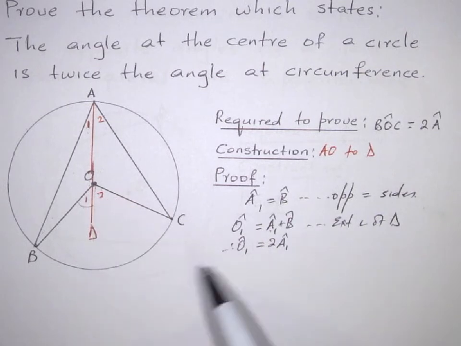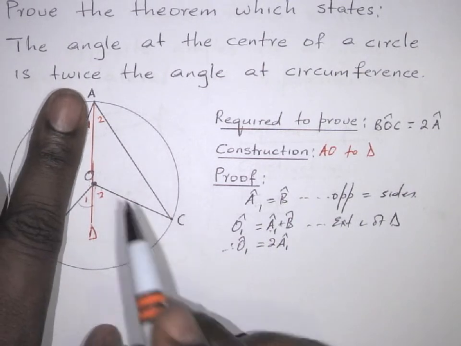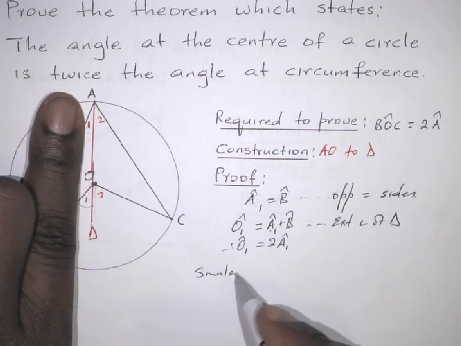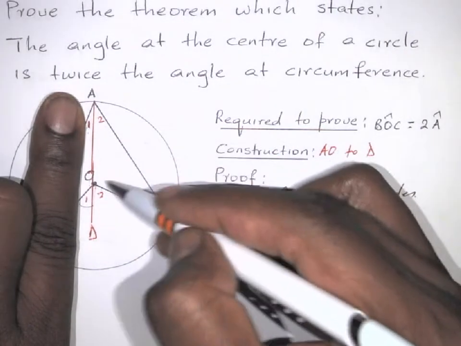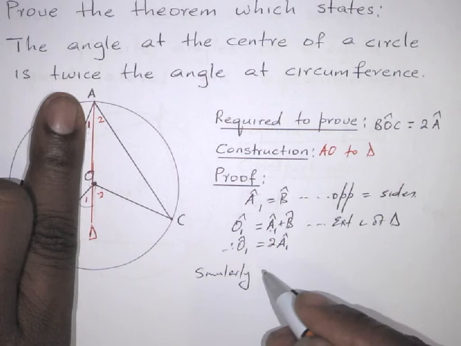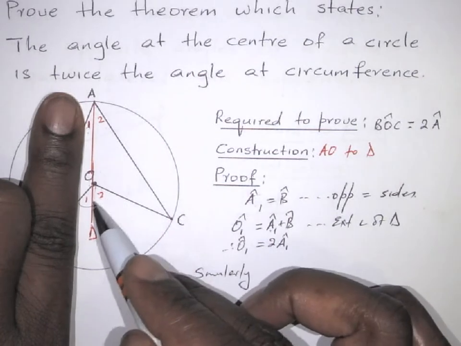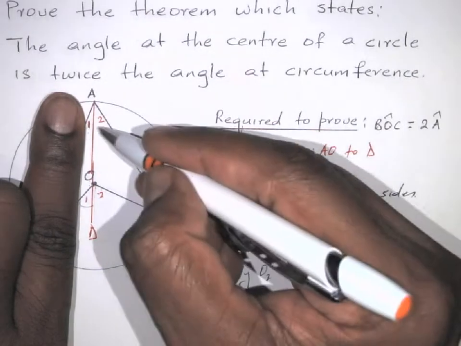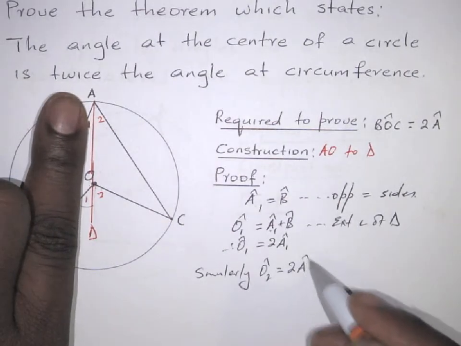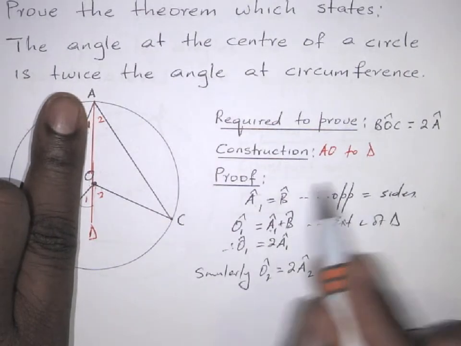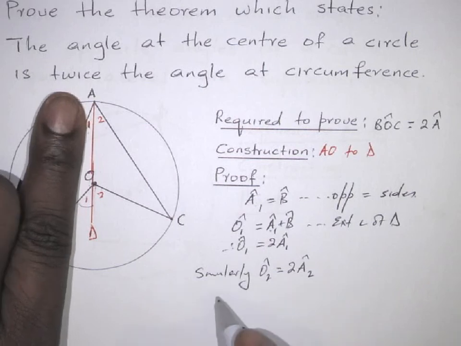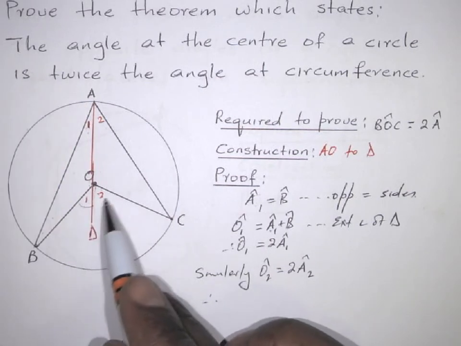Now, similarly, if I move to the other triangle here, we can see that angle O2 will now be equal to 2 of the angle A2. It's the same procedure, so they're the same as 2 of those. And therefore now we can combine these two angles.